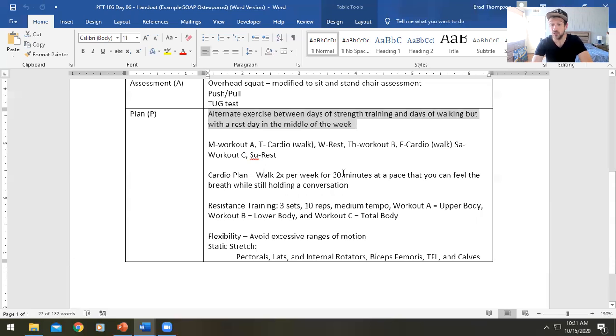Cardio plan is to walk 2 days per week, 30 minutes at a pace that you can feel your breath, but you still should be able to hold a conversation, right? So slightly elevated, but relatively low intensity.